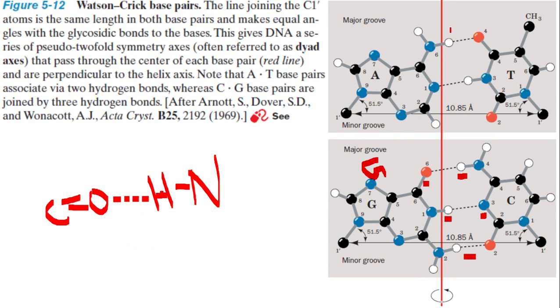Between adenine and thymine, the same thing, but there are only 2 hydrogen bonds. Why only 2? Here, the donor-acceptor relationship is not there. That's the reason. Make a note of it. You should learn how to draw it.